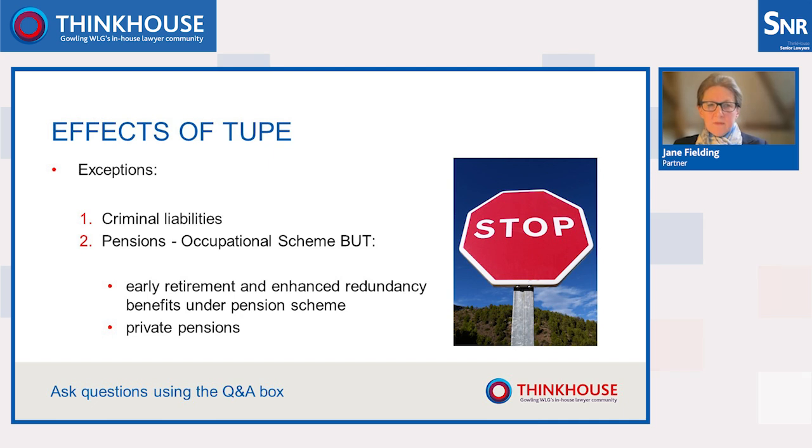But the more significant exception is the pension exception. If you have an occupational pension scheme, or the transferor does, then the old age benefits under that scheme do not transfer to the transferee. However, and that's why the 'but' is in capital letters, any early retirement or enhanced redundancy benefits under that pension scheme will transfer. And those can be potentially very expensive and also hard to value and identify. So they're what's called the Beckmann and Martin rights, which you may have heard of.